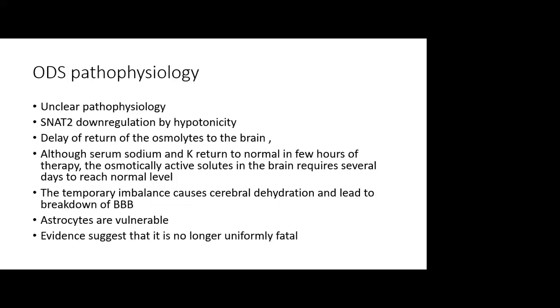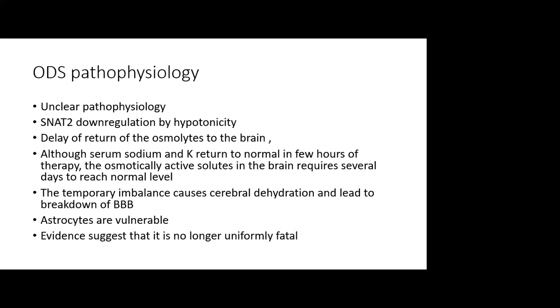So the pathophysiology is quite unclear, but one hypothesis is that sodium channel T2 is downregulated by hypotonicity. The hypothesis also says that although the serum sodium and potassium return to normal when you correct the hyponatremia, the non-ionic osmotically active substances that came out of the cell into the extracellular space tend to return back even later. That requires several days. The temporary imbalance during that phase causes cerebral dehydration and can lead to breakdown of the blood-brain barrier.